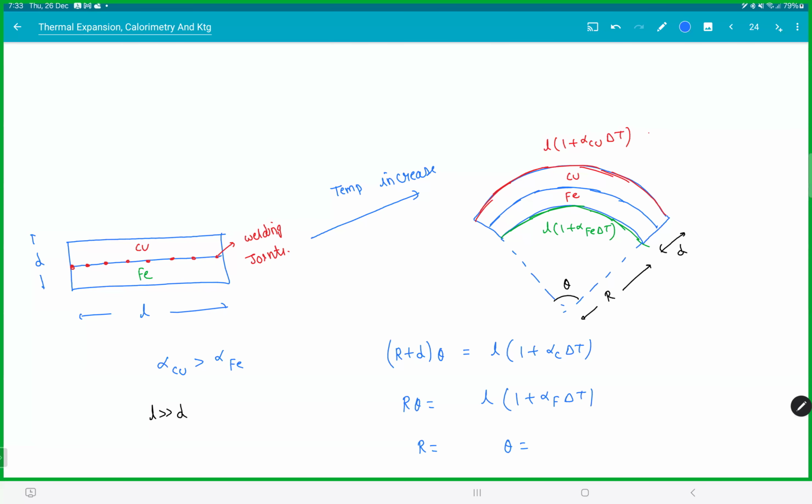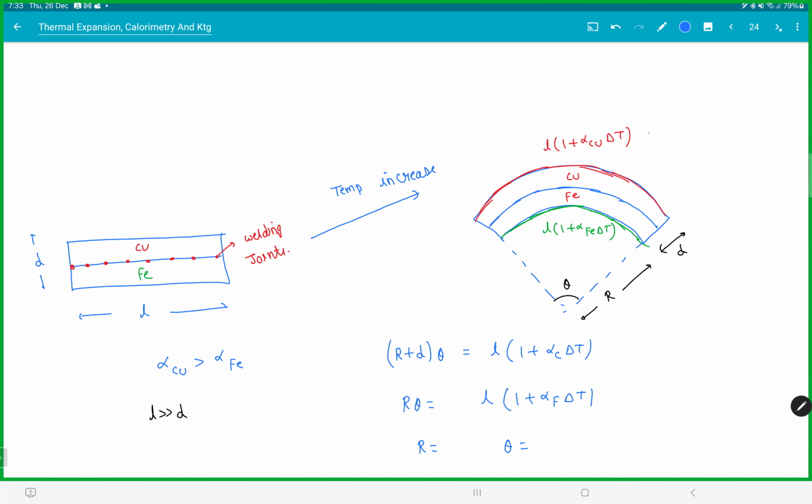So what is the use of this? Temperature decreases, you will write the reverse. It will be 1 minus alpha copper and 1 minus alpha iron. So whoever has more alpha, when temperature increases, that guy should be outside. Clear, everyone?